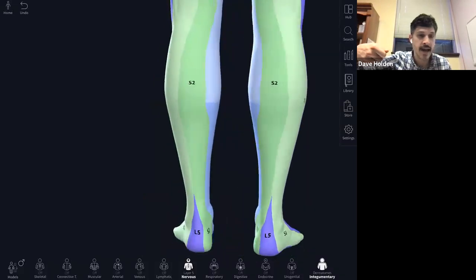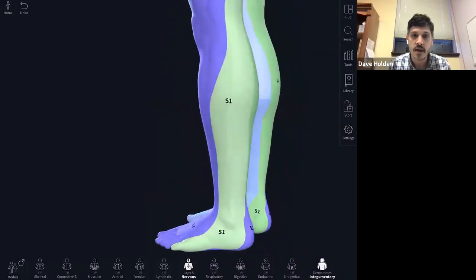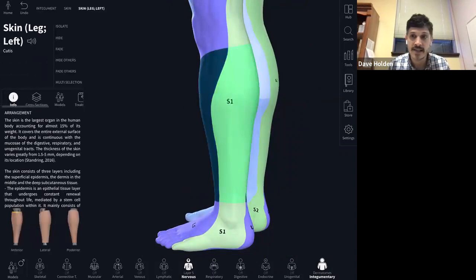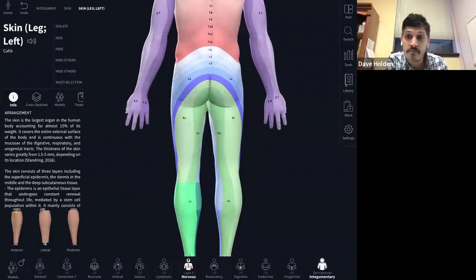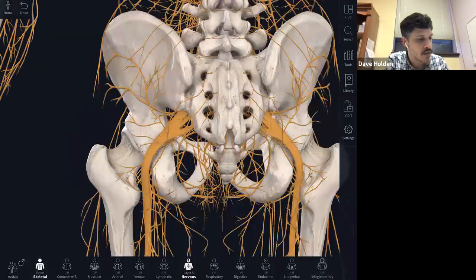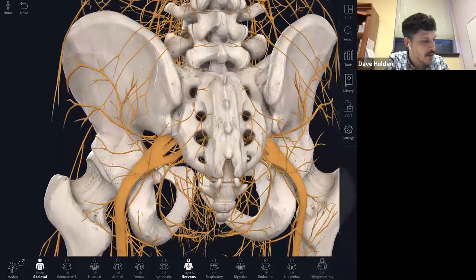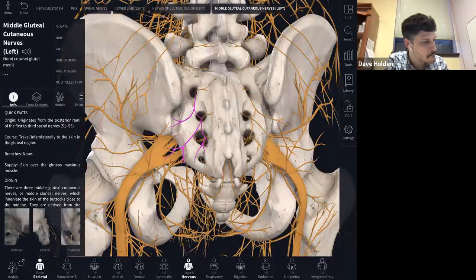So where on the ankle did they lose sensation? Because if I know where they lost sensation, this dermatome is innervated by S1. S1 is in the sacrum. So when I add on my nerves, where is S1? They would be coming out of there. Make sense?